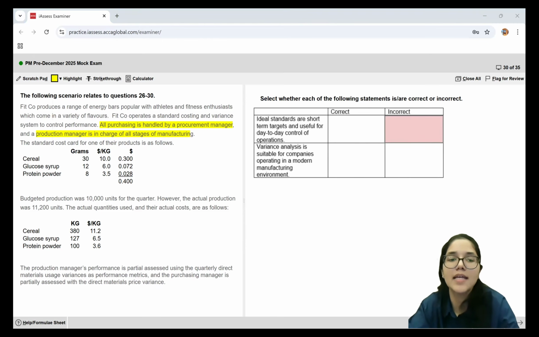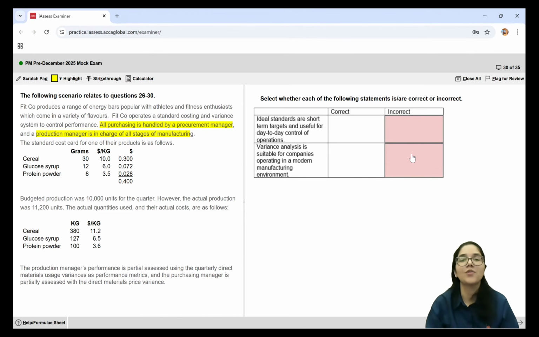Then if you talk about the second statement, it tells you that variance analysis is suitable for companies operating in a modern manufacturing environment. When you talk about modern environments, the products are getting slowly more and more tailor-made as per the customer's requirements, and we are continuously improving ourselves as businesses so that we can better cater to our customers. That means that variance analysis is of very less use when it comes to a modern manufacturing environment. So this statement will also be marked as incorrect.